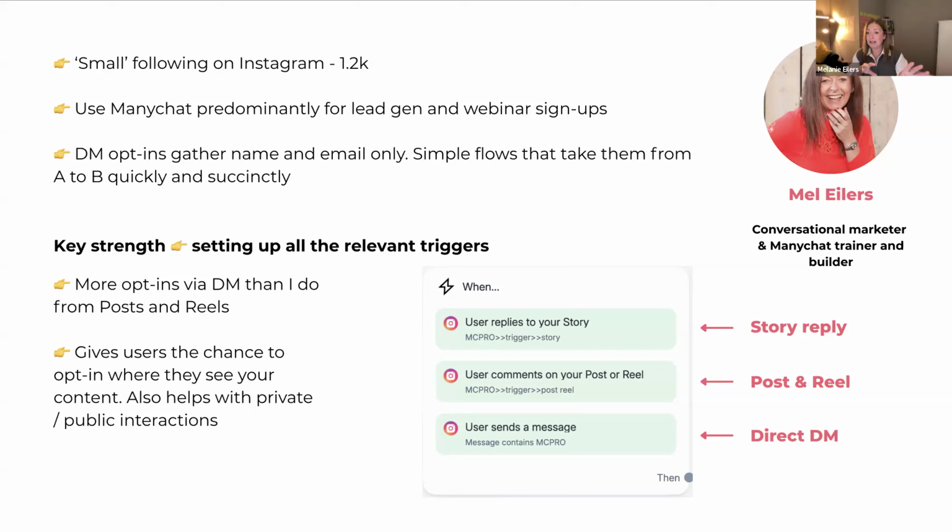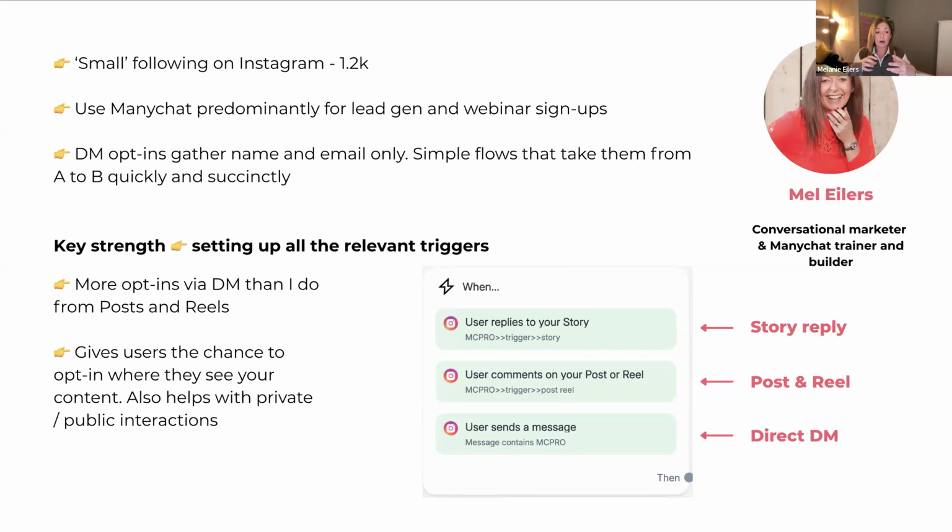So for example, to explain this a little bit clearer, I quite often see brands attaching the post and reel trigger to their content, and then they share that post and reel to their stories. And then somebody sees their stories and they try to opt in from the stories, and the automation doesn't work because they have not attached the story trigger. So they are missing out on a whole load of potential sales and leads because they've only used that one trigger. So I, for myself, always set up the story, post and reel, and the direct DM trigger.